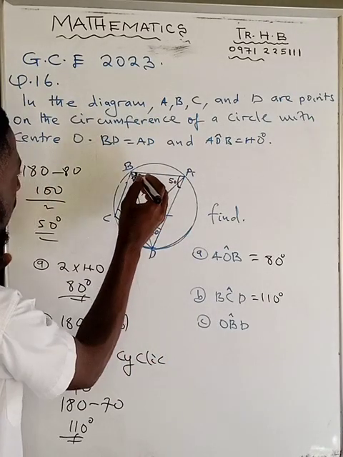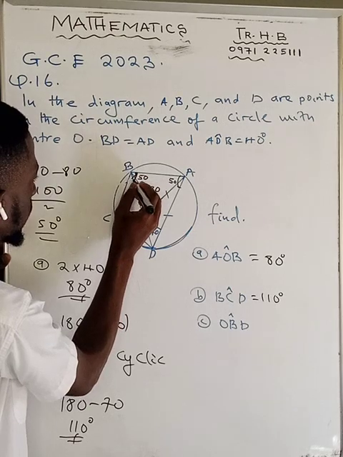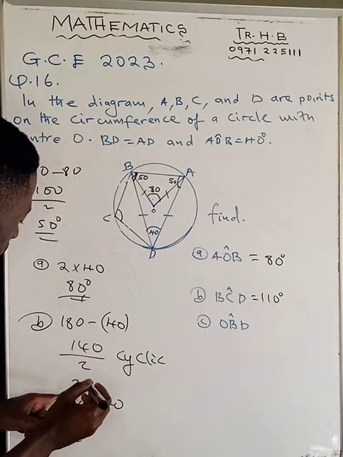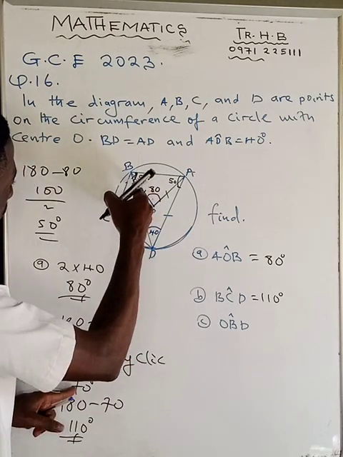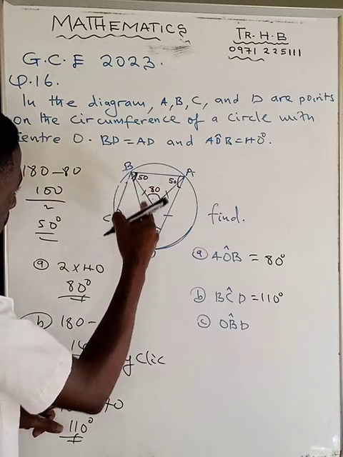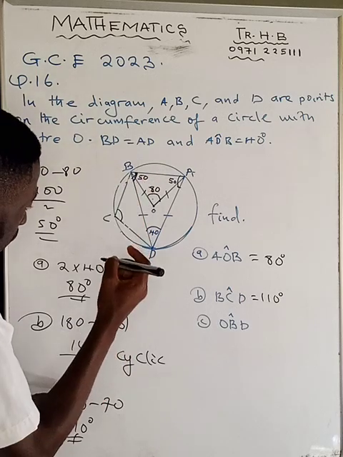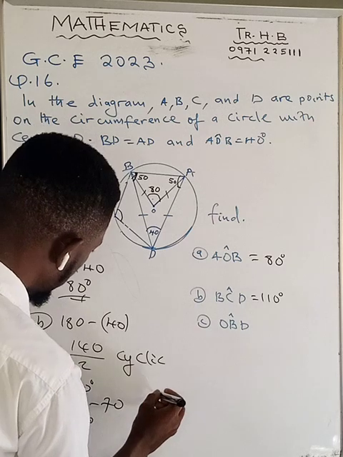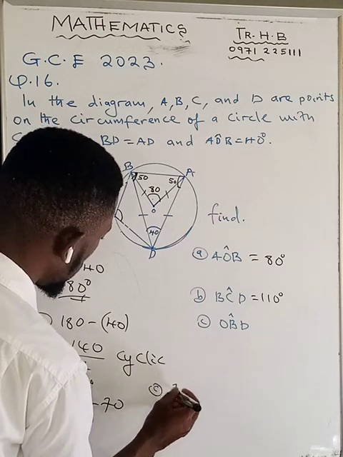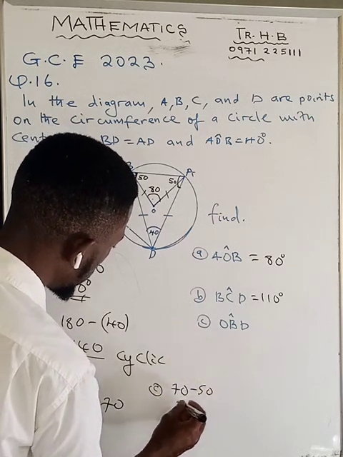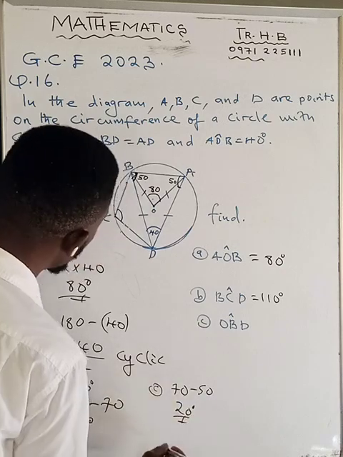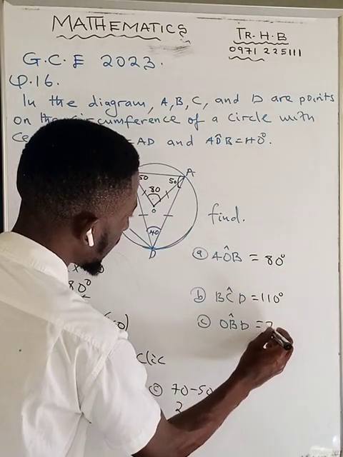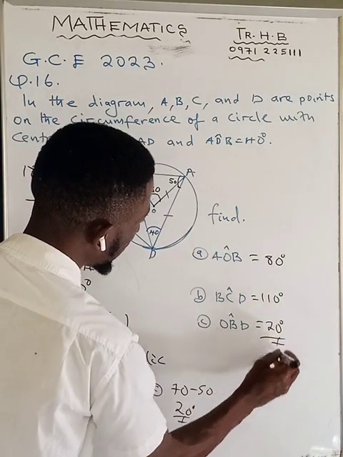Now remember, this angle from this point up to this point, we found it to be 70 degrees. So 70 minus 50 will give us 20. So the last part, we are having 70 minus 50, which will give us 20 degrees. So the answer here is 20 degrees.